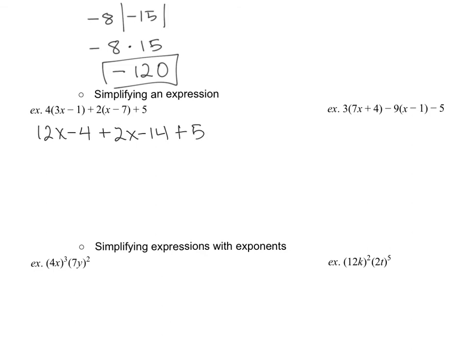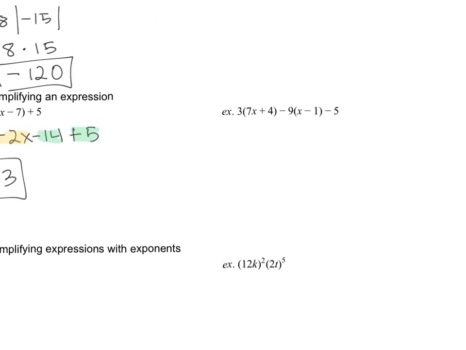So now I want to look at identifying like terms. 12x and 2x are like terms, so that's going to give me 14x. And then negative 4, negative 14, and 5 are like terms. So when we do negative 4 minus 14 plus 5, we get minus 13. So our expression simplifies to 14x minus 13.